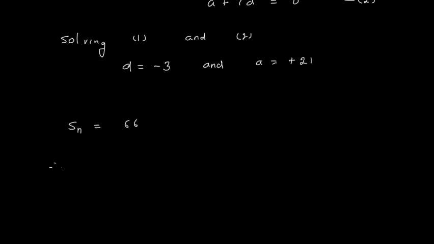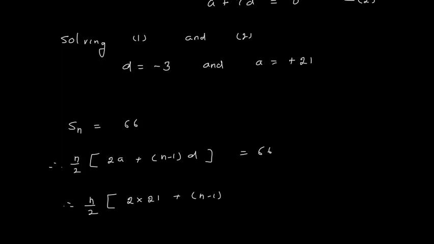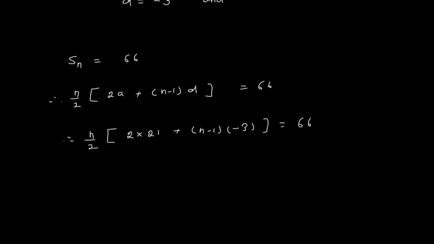Sn is 66. So therefore Sn is what? n divided by 2, 2A plus n minus 1 D. So this value is 66. So therefore n divided by 2, 2 into A is 21 plus n minus 1 D, D is minus 3, is 66.